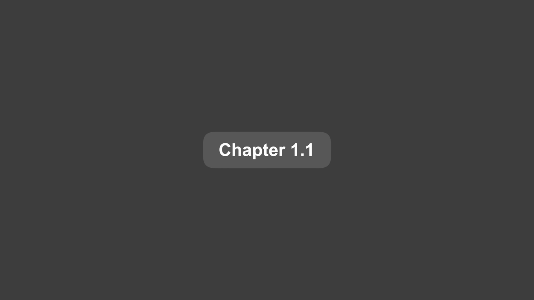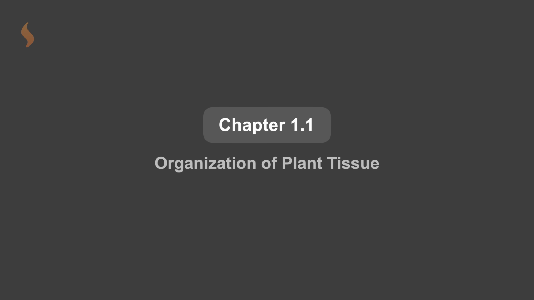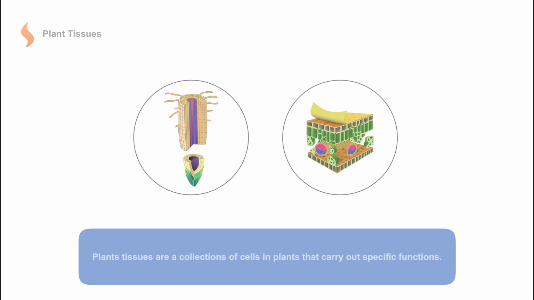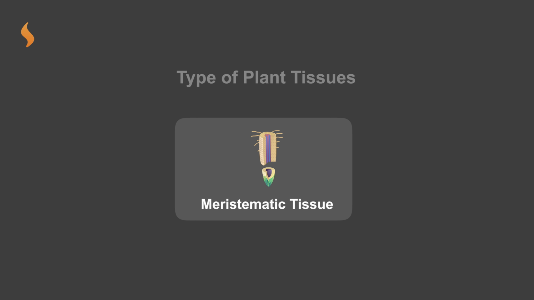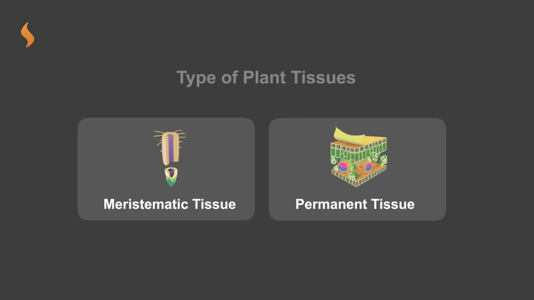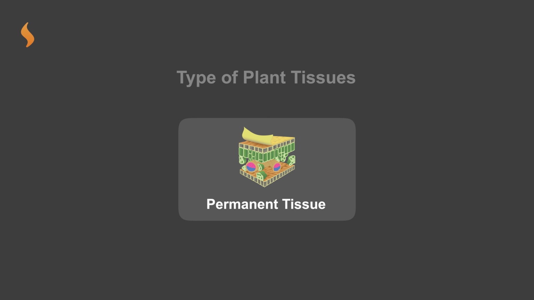In Chapter 1.1, we will discuss the organization of plant tissue. What are plant tissues? Plant tissues are collections of cells in plants that carry out specific functions. There are two types of plant tissues, meristematic tissue and permanent tissue. In this chapter, we will discuss the permanent tissue.